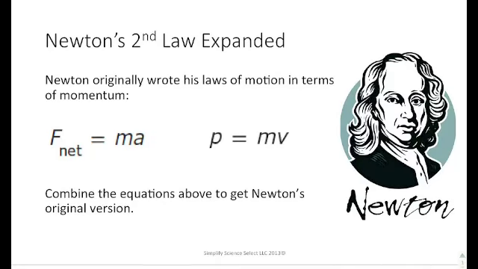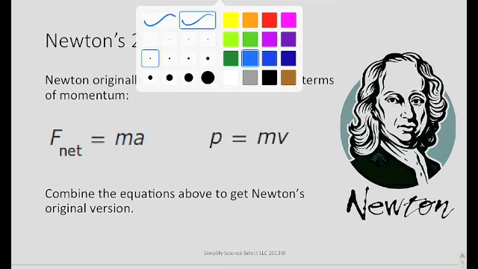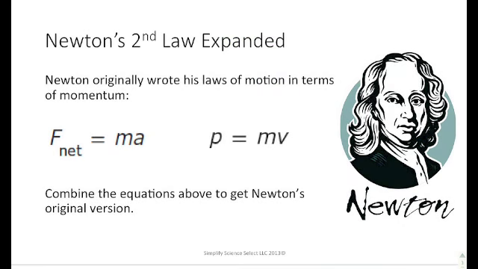So we want to start off by looking at Newton's second law, and expand it out a little bit. Originally he wrote these in terms of momentum, not in terms of force. He didn't come up with force and say, oh look, I'm going to name it after myself. He actually wrote it in terms of momentum. So you can combine these equations to get Newton's original version. F net equals ma and p equals mv. There are a lot of similarities between v, p and m.